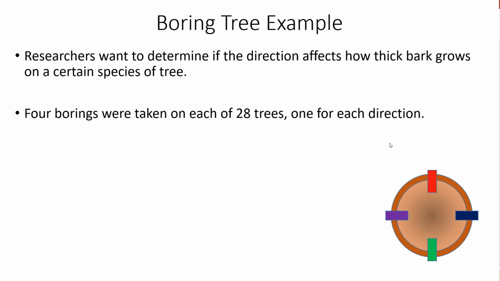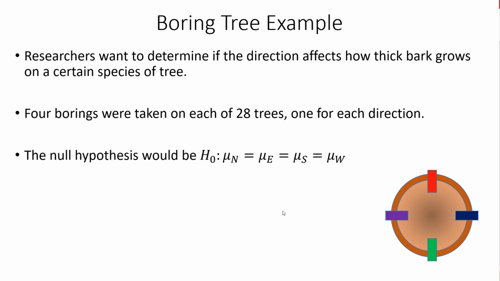So we have our tree, and then we're just going to measure how thick its bark is in each of our 4 directions, north, east, south, and west. And we want to try to see if the direction affects how thick the bark grows on average. So if we were doing a completely randomized design, we'd have that mu north is equal to mu east is equal to mu south is equal to mu west.